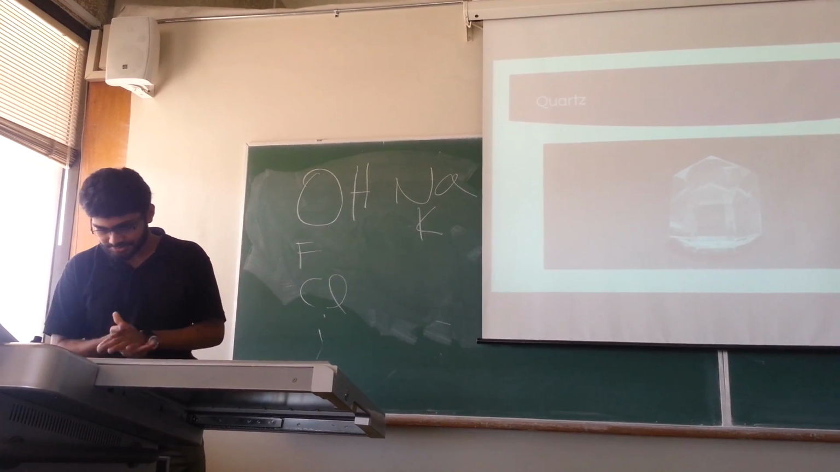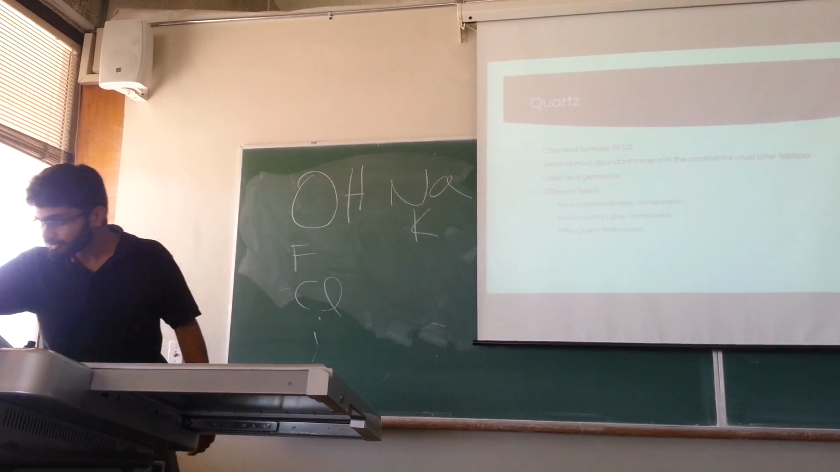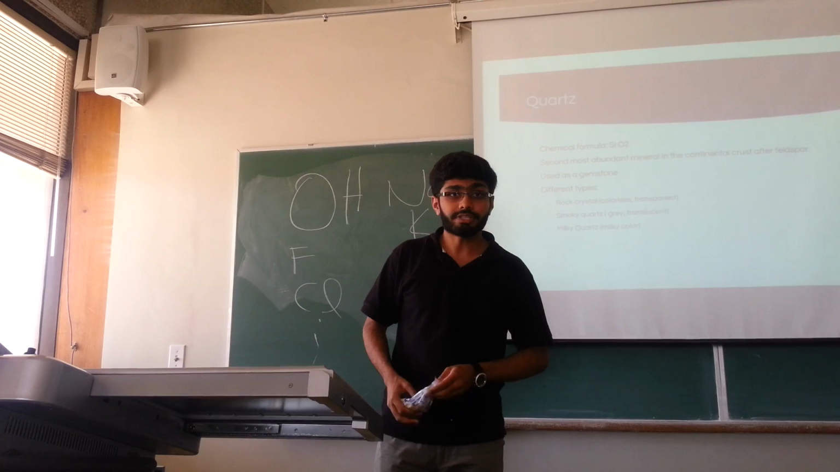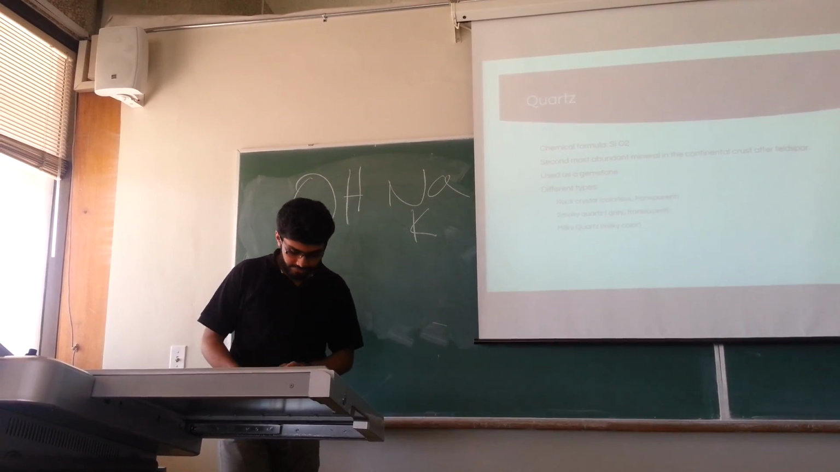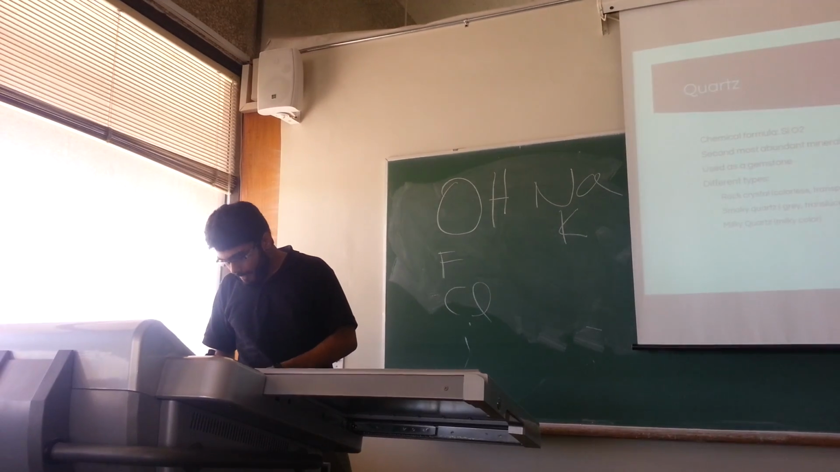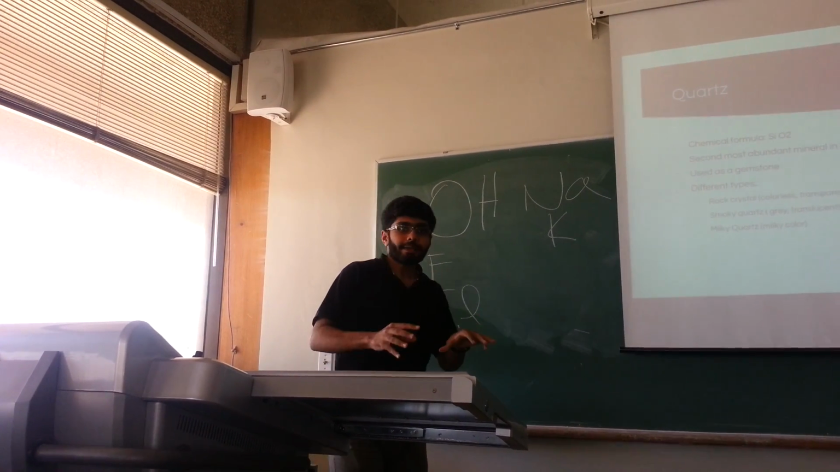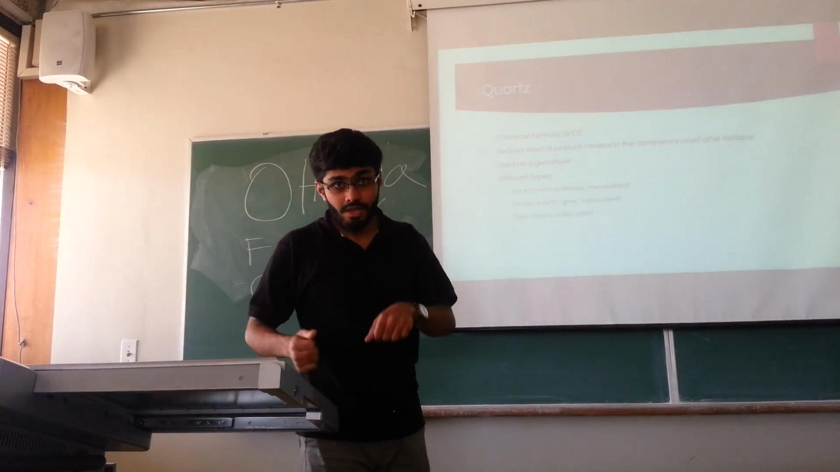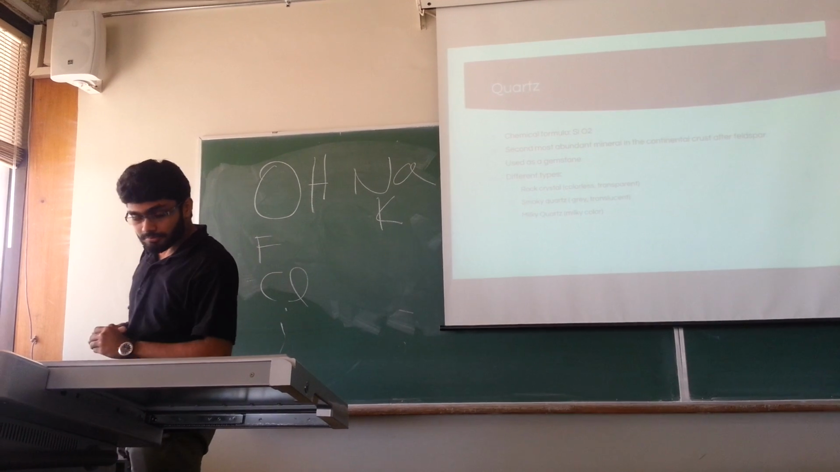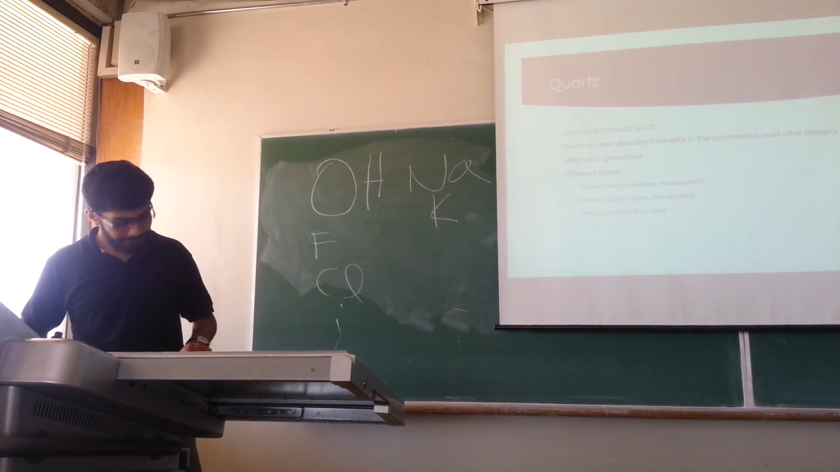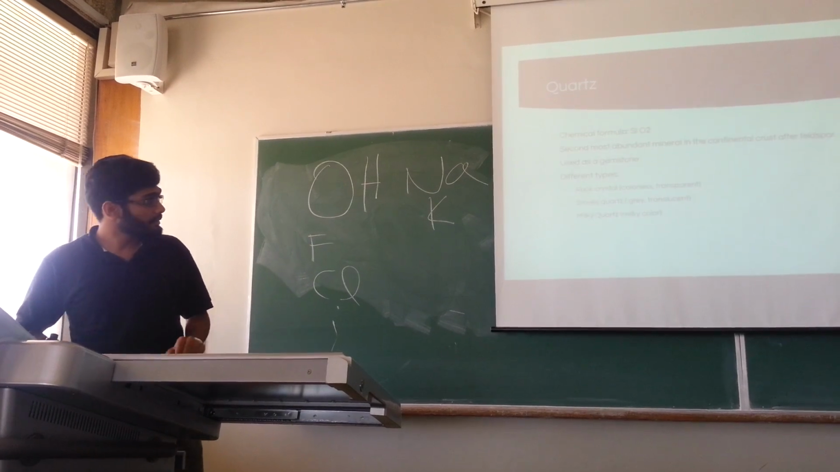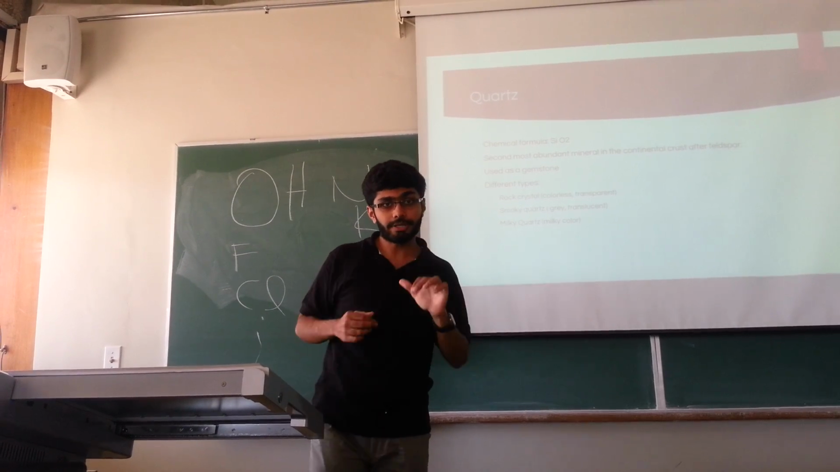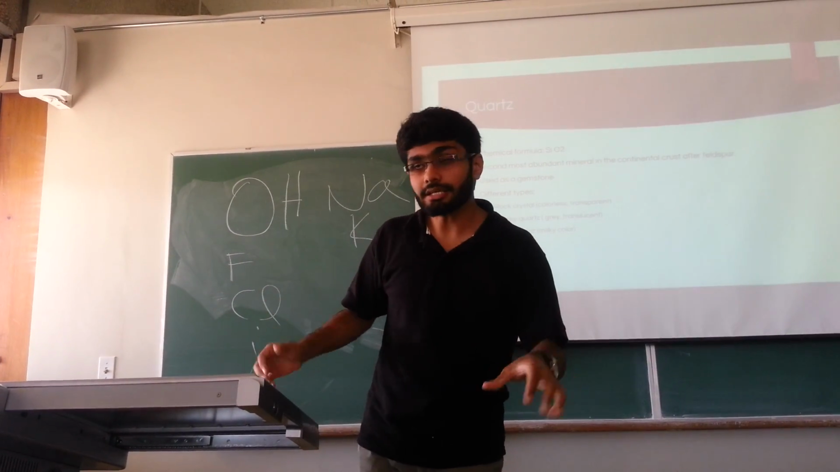Let's move to quartz. It has the simplest chemical formula of SiO2, and after feldspar, it is the most abundant mineral in the Earth's crust. Different types of quartz are categorized due to their different colors. There are three types that we'll be talking about. The first one is rock crystal. It is transparent. This one is rock crystal. Then we've got smoky quartz and milky quartz. Smoky quartz is opaque, you cannot see through it, and milky quartz is milky in color, basically.